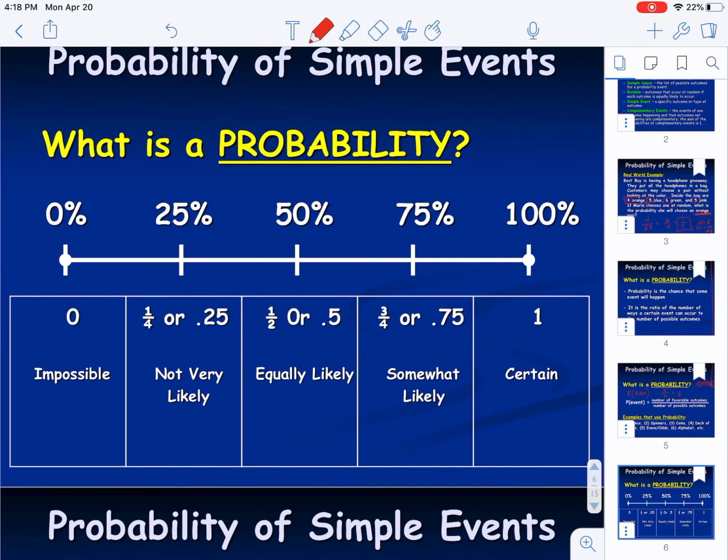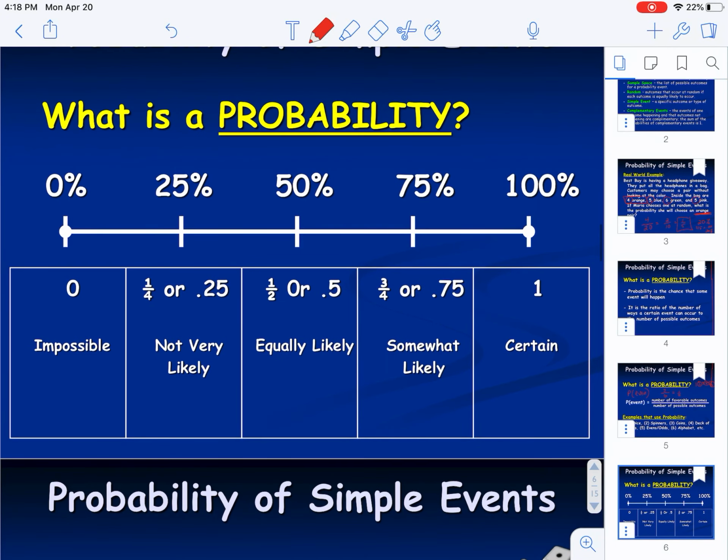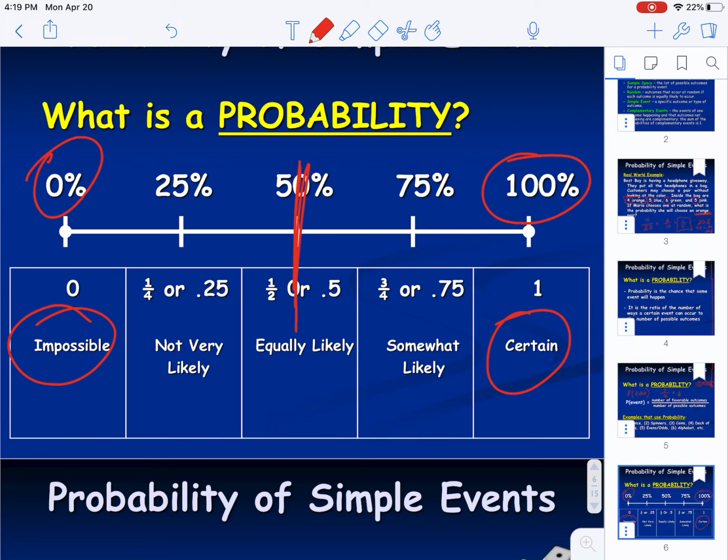All right. So if it's 100%, it's certainly going to happen. If it's 0%, it's impossible. If it's 50%, you're 50-50. You're just as much not going to happen as you are going to happen.